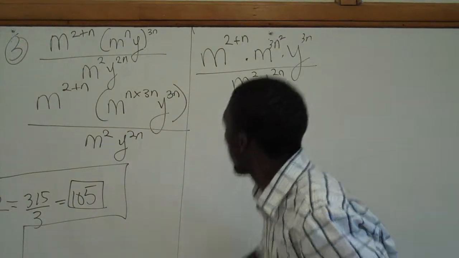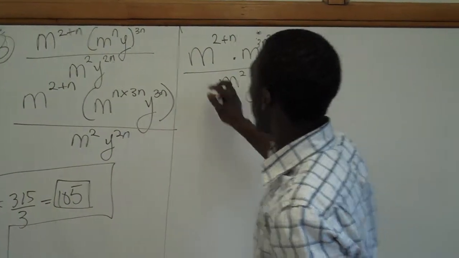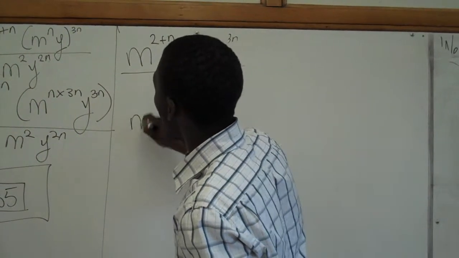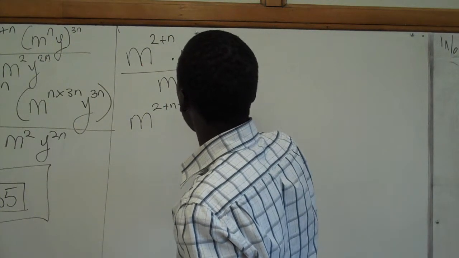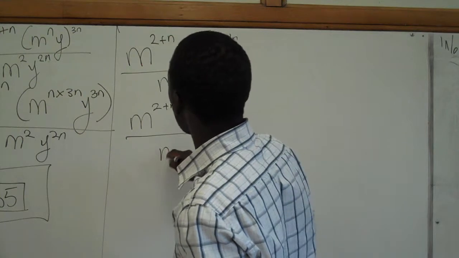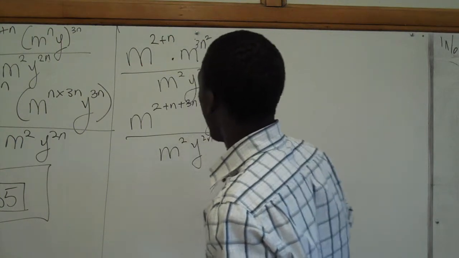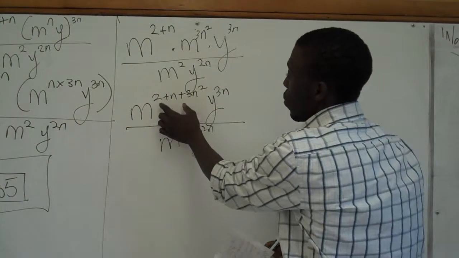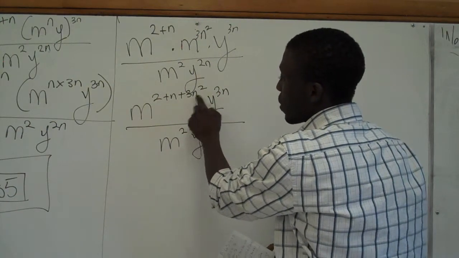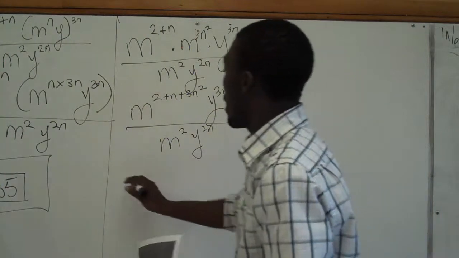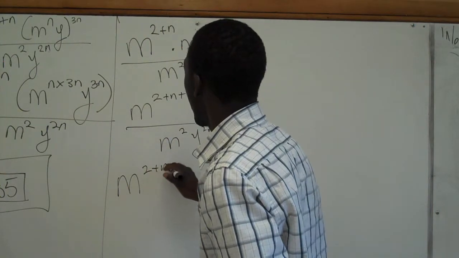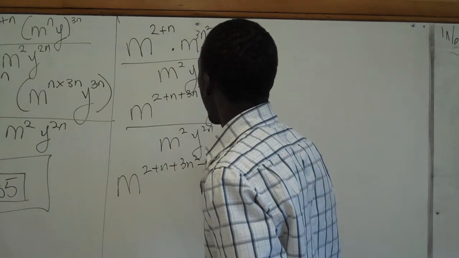The next step is to simplify. So since these two have the same base, we can add their exponents. When we add their exponents, that's what it becomes, divided by m squared y to the power 2n. At this point, we have 2 on top, so 2 plus n plus 3n squared. We have an m on the bottom, so we can bring the exponent of this to the top. It becomes m to the power 2 plus n plus 3n squared minus 2.